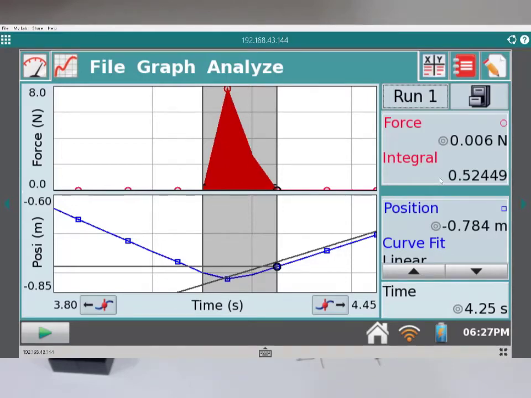So right here on the right, we have the value for the integral, which in this case is 0.52449, and that's equivalent to the impulse delivered to our cart. The units there, since we're multiplying what's on the y-axis by what's on the x-axis, since we're finding the area, are going to be newtons multiplied by seconds. So we can say that the impulse delivered to our cart is 0.52449 newtons times seconds, or just newton seconds for short. Again, we're comparing this impulse, which is given by the integral, to the change in momentum of the cart. The impulse momentum theorem states that those values should be the same.